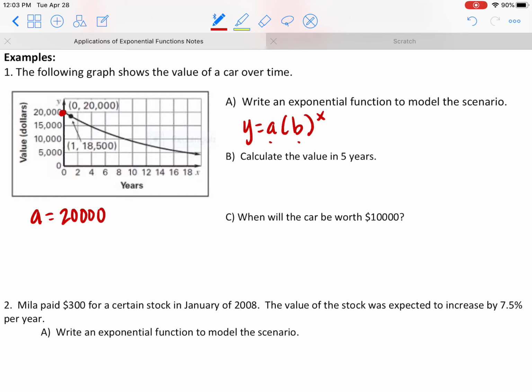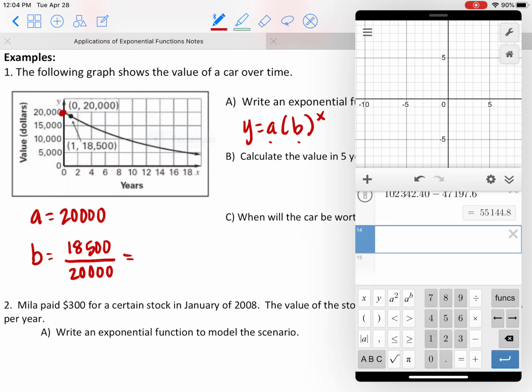So a is pretty simple. Where does it start on the y-axis? Right here. This is the value of a car over time, and it has a $20,000 value to start. And then 1 year later, we can see the value is down to $18,500. So this is decreasing. That means that b has to be less than 1, right? We said yesterday, if it's bigger than 1, it's going to increase. If it's less than 1, it's going to decrease. So what are we multiplying by to go from 20,000 to 18,500 is kind of hard to see.